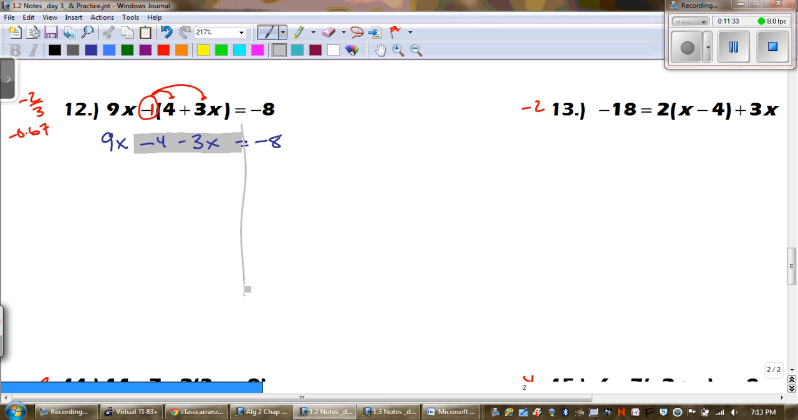Okay, and now that we've distributed, now we need to look to see if there are any like terms. 9x minus 3x gives me 6x minus 4. And from here on, you guys should be able to solve it. So why don't you go ahead and pause the video and see if you can do it yourself.